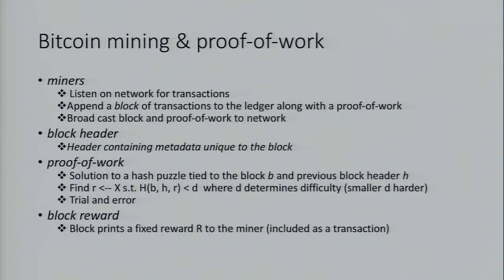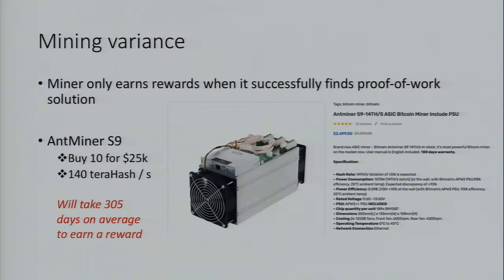You just sample different random r's until you get one that works. And if you successfully mine a block and produce a proof of work, then you get a reward. It's simply a transaction that can be included in the block that prints money to the miner. So that's great, but the problem for miners, if this is going to be your business, is that mining has a huge variance. Miners only earn rewards when they successfully solve a proof of work, and this is just a Poisson process, a trial and error process.